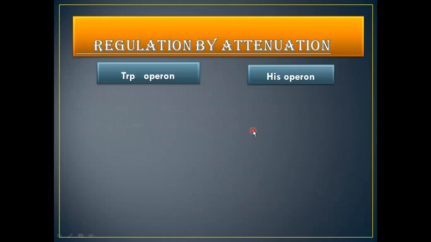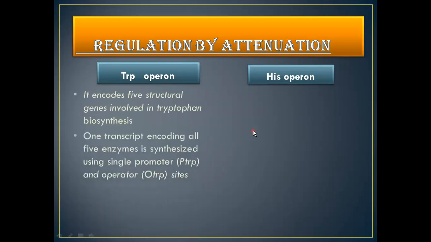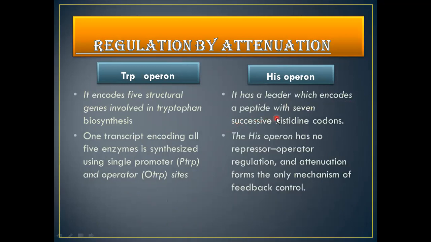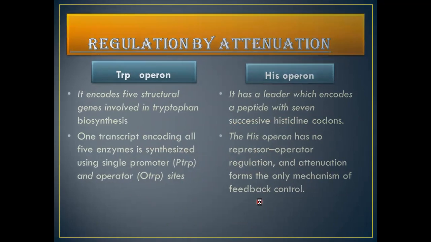The TRP operon and the his operon come under regulation by attenuation. The TRP operon codes for 5 structural genes involved in tryptophan biosynthesis, whereas the his operon has a leader which encodes a peptide with 7 successive histidine codons. One transcript encoding all 5 genes is synthesized using a single promoter, that is PTRP, and the operator site OTRP. Whereas the his operon has no repressor. Operator regulation and attenuation form only a mechanism of feedback control.